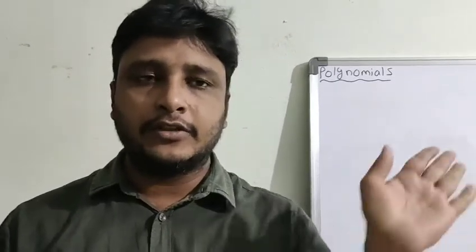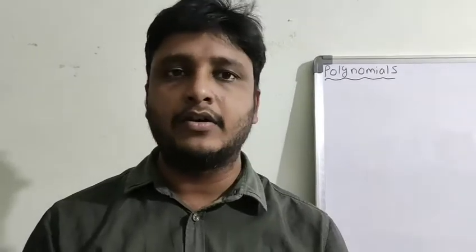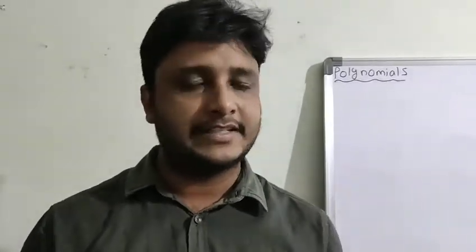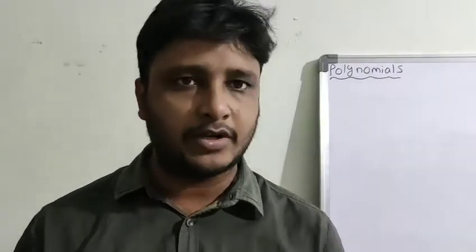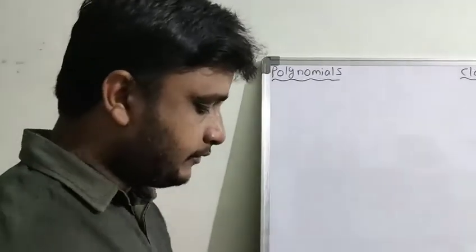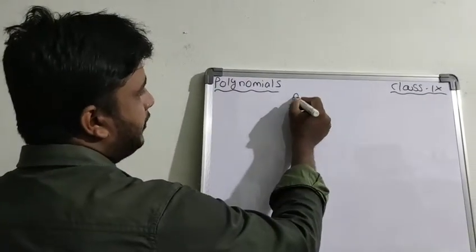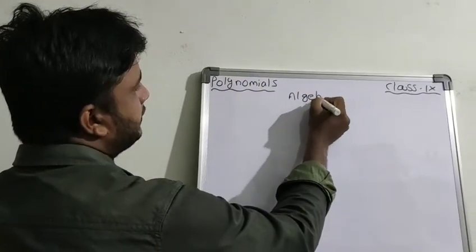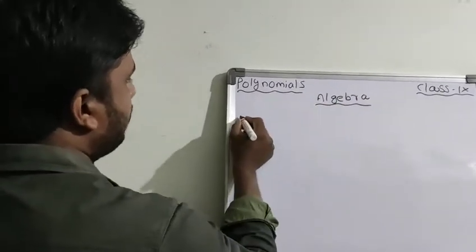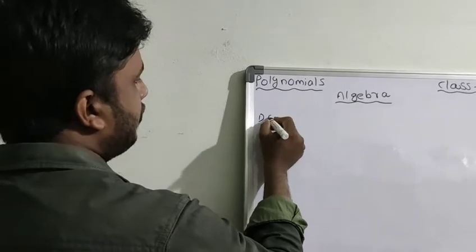So before going into the chapter, first we will have a look at the basics and the important terms of algebra. Afterwards, we will discuss what a polynomial is and the types of polynomials. Algebra is a very important branch of mathematics. In algebra, first we have to learn the definition of a constant.